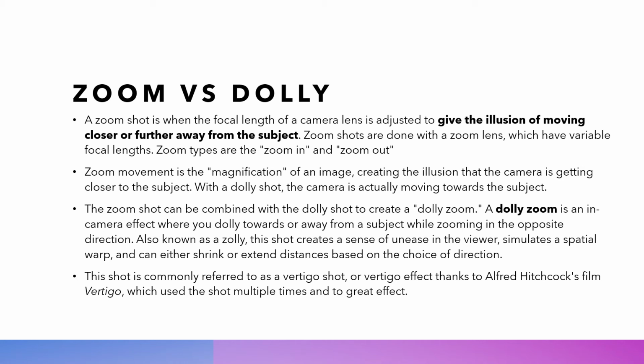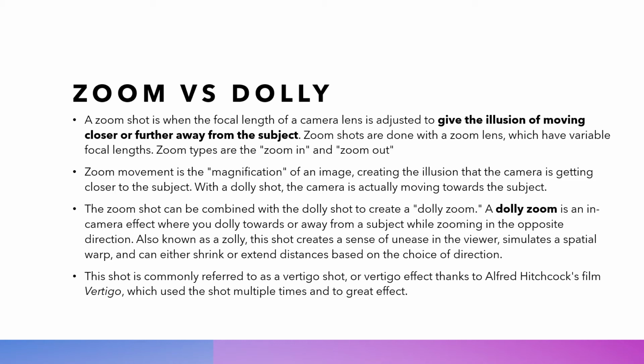The zoom movement is the magnification of an image, creating the illusion that the camera is getting closer to the subject. With a dolly shot, the camera is actually moving towards the subject. A zoom shot can be combined with a dolly shot to create a dolly zoom.